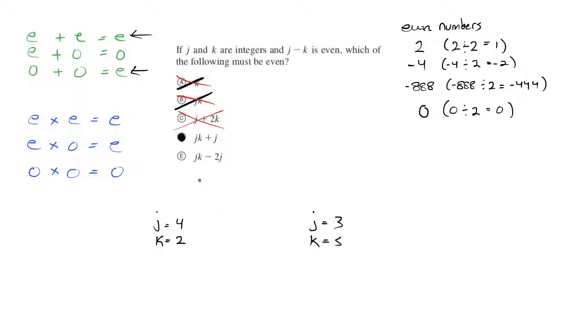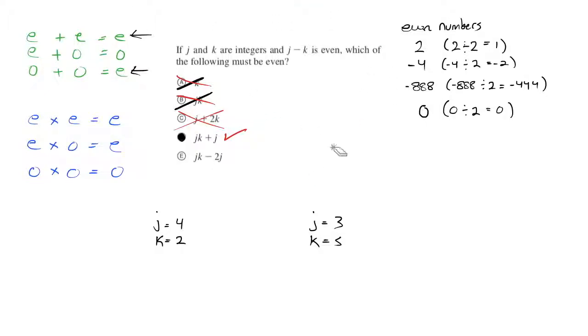Now if you get down to jk plus j, you have 4 times 2, which is 8, plus 4, which is 12 under situation 1. And in situation 2, you have 3 times 5, which is 15, plus 3, which is 18. And it works under that situation. It works under both. Okay, so the plug-in method is there. I don't think there are too many pitfalls here.